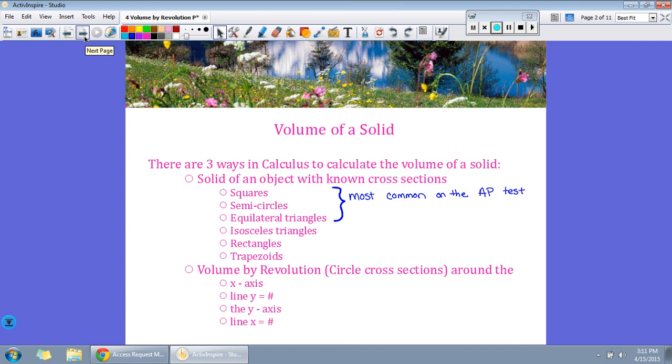So we already talked in the past about calculating volume with known cross-sections. Squares, semicircles, and equilateral triangles are the most common shapes that are used on the AP test. However, this video is focused on volume by revolution, where we're going to use circle cross-sections and revolve a function around either the x-axis, a line y equals a number, the y-axis, or the line x equals some number.